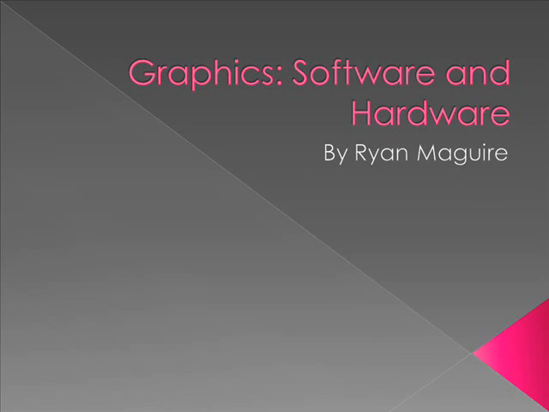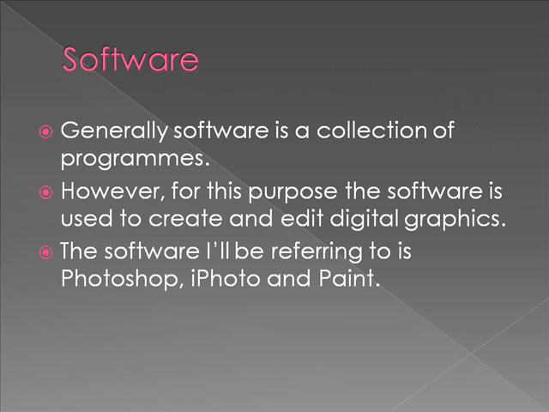This is a short video presentation regarding the use of hardware and software in digital graphics. It aims to meet the criteria of Unit 30 Task 1. Software could be defined as a collection of programs, in this case relating to digital graphics. This means the software will have the ability to create and edit digital graphics.